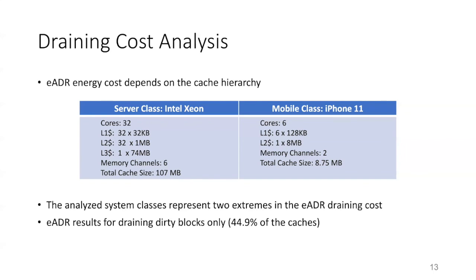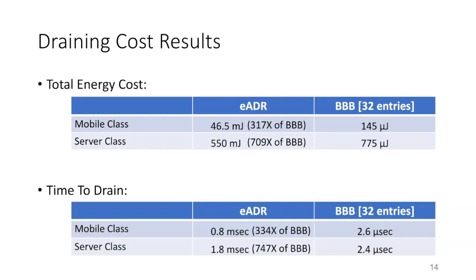cache's content. In this slide, we show the main results of comparing the draining cost when it comes to the draining energy as shown in the first table and the draining time as shown in the second table. In both of the tables, we look into the draining cost of EADR shown in the middle column and our solution with the default 32 entry size shown on the right column. And we look across the two system classes we talked about in the previous slide.